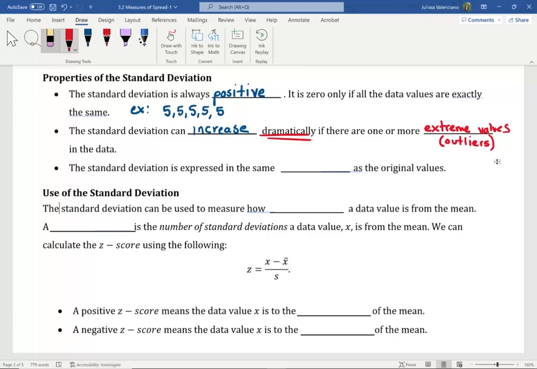You can think of it this way. If you don't have any extreme values, then you can use the mean to measure the center of the data set, and you can use the standard deviation to measure the spread of the data set.